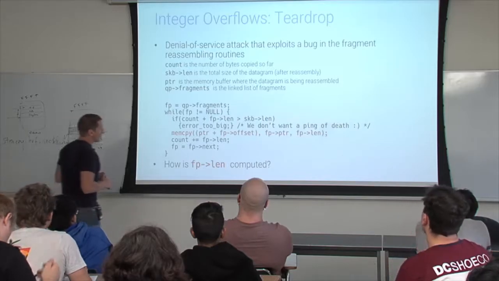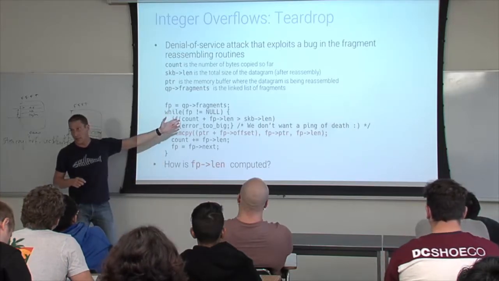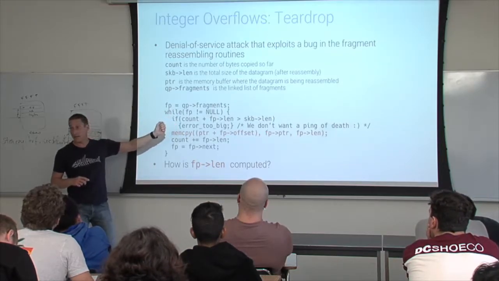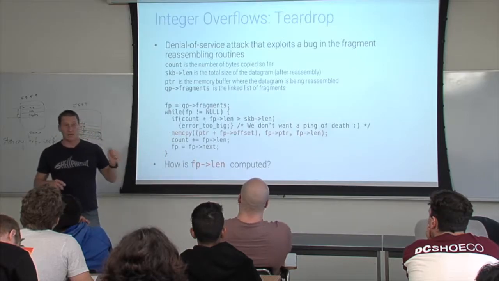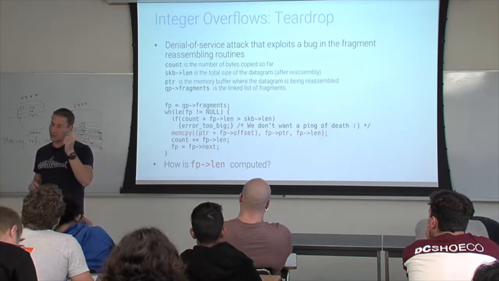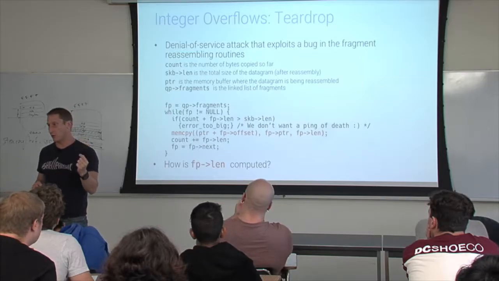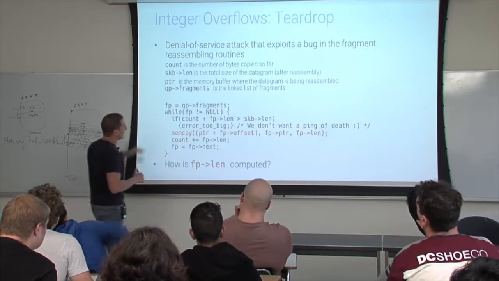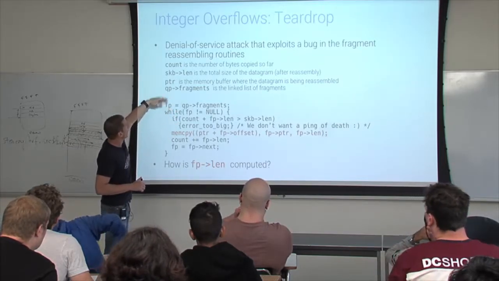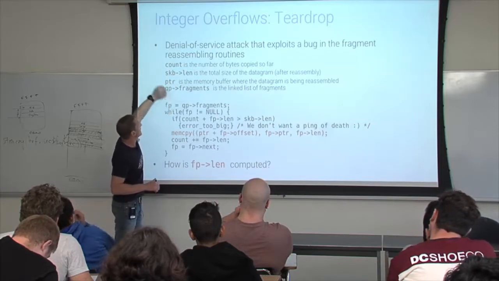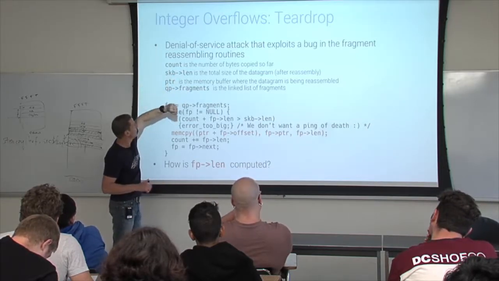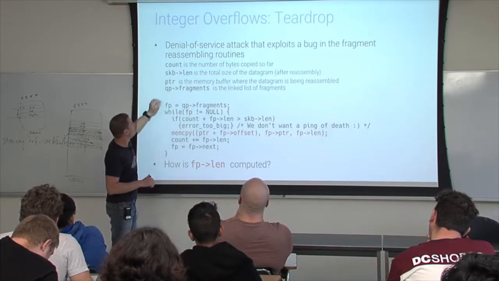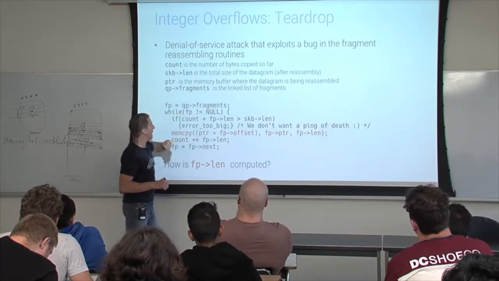So this is an attack that exploited the way in which fragments are reassembled in the kernel, and you would send one packet or a series of fragmented packets, and it would cause a kernel panic, and you would shut down the machine. And it worked because if you look at this code, fundamentally, count is the number of bytes, len is the total size of the datagram after reassembly, you have the pointer in the buffer where you're putting the various fragments, and this is the linked list of fragments.